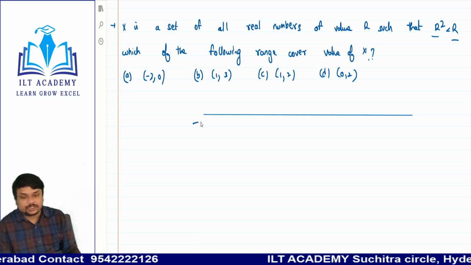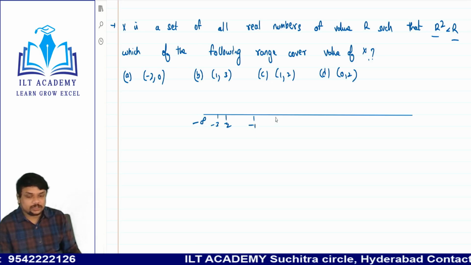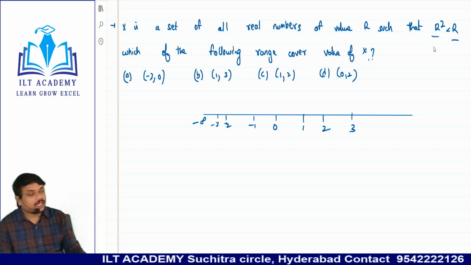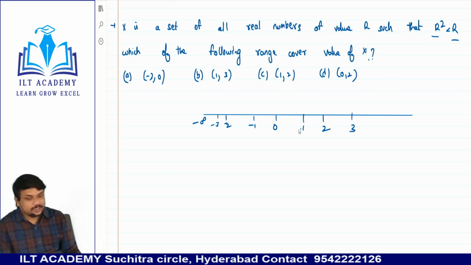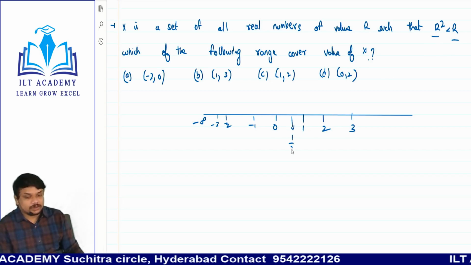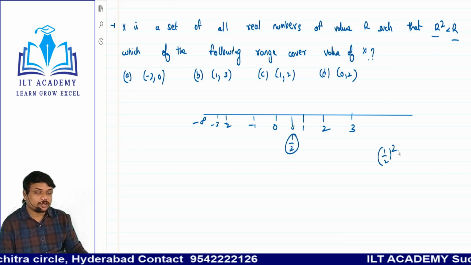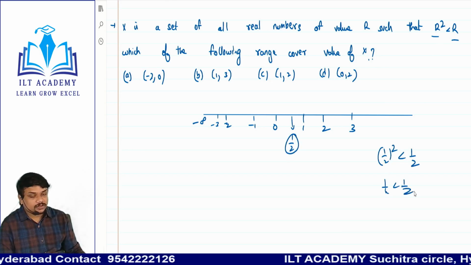Now Seema, this is minus infinity, minus 3, minus 2, minus 1, 0, 1, 2 and 3. Now R is a real number. Real number means any number in between these. Clear? Now let us assume 1 by 2. 1 by 2 squared is 1 by 4. If I put it in, it will be less than 1 by 4 only, right? So 1 by 4 is less than 1 by 2.